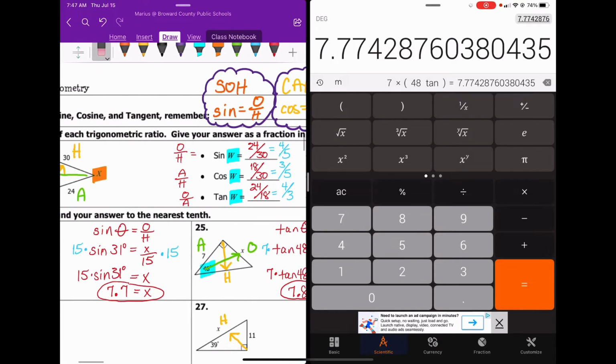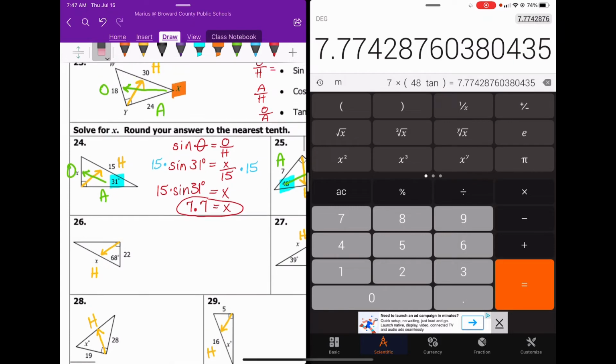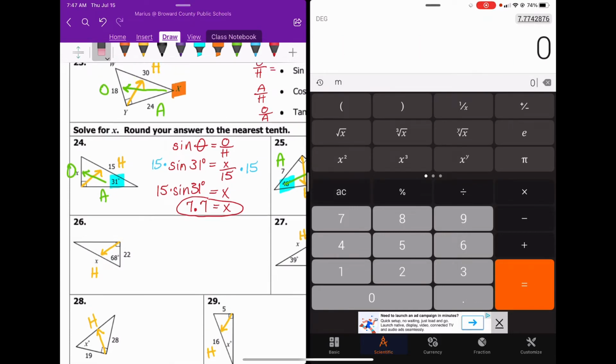All right, let's take a look at number 26. Once again, for 26, we already labeled the hypotenuse, okay? So let's identify the angle, which is right here. Now we need to identify what's opposite that angle. So this blank side is opposite, which means that the 22 is adjacent, okay?